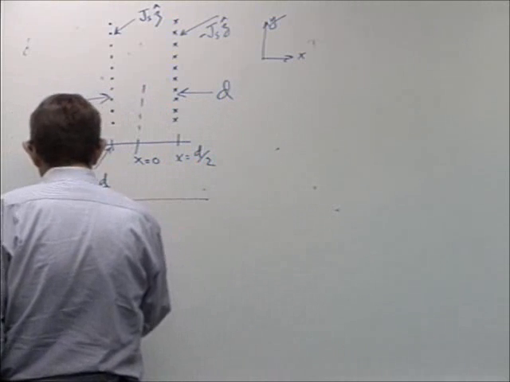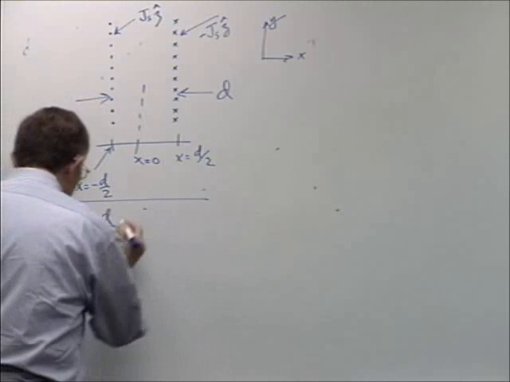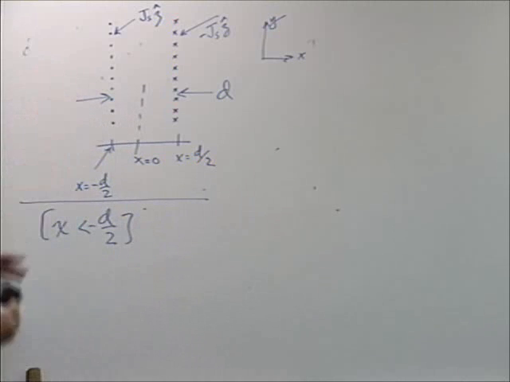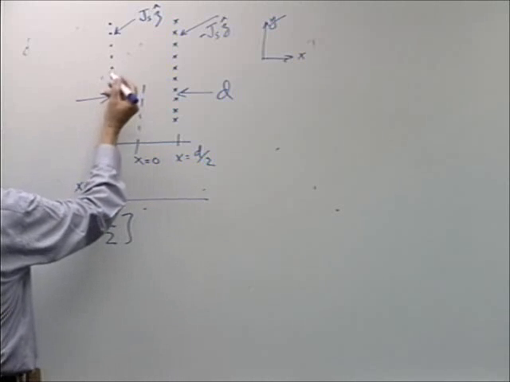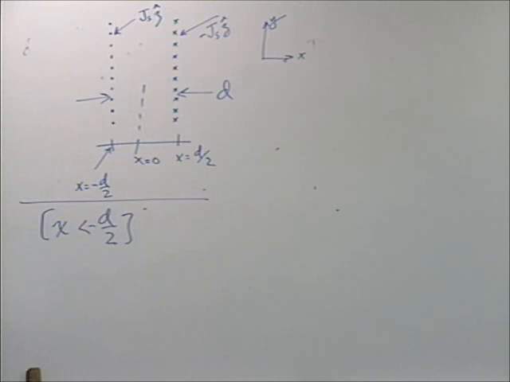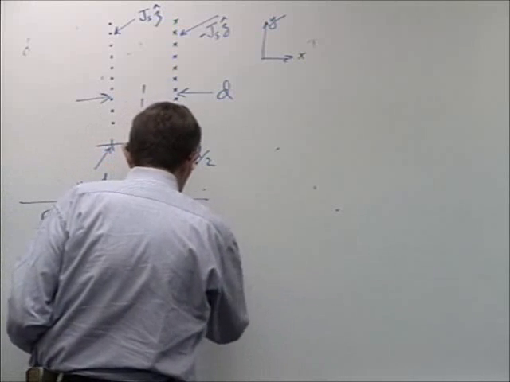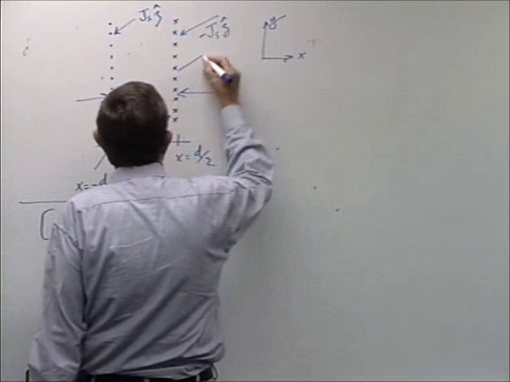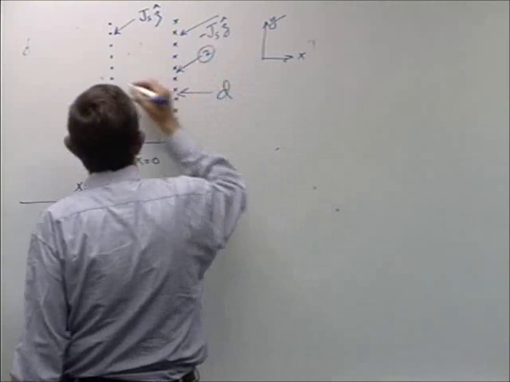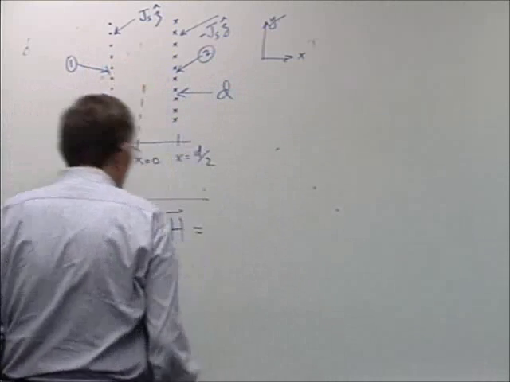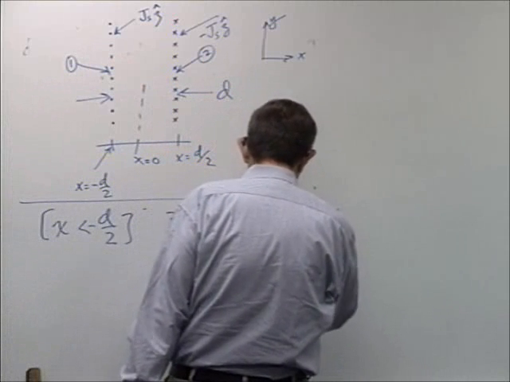So let's look at the field for x less than minus d over 2. That's this region, x less than minus d over 2, to the left of the left infinite plane of current. Let's call this sheet 2, and let's call this sheet 1. The H field is going to be the H field from 1 plus the H field from 2.